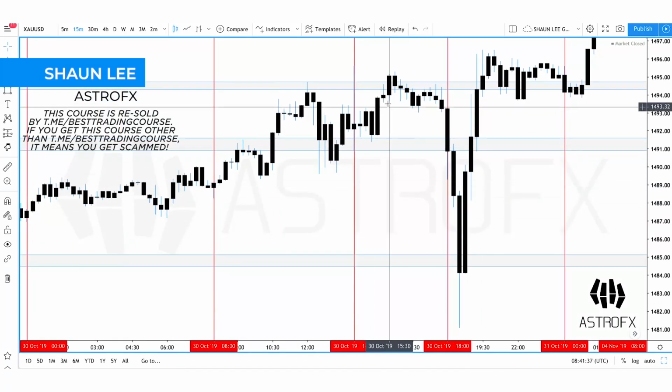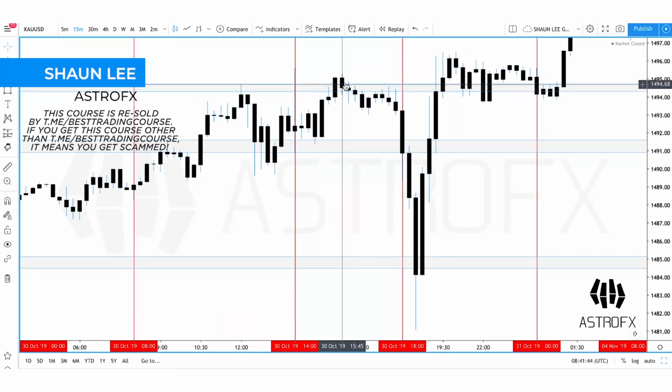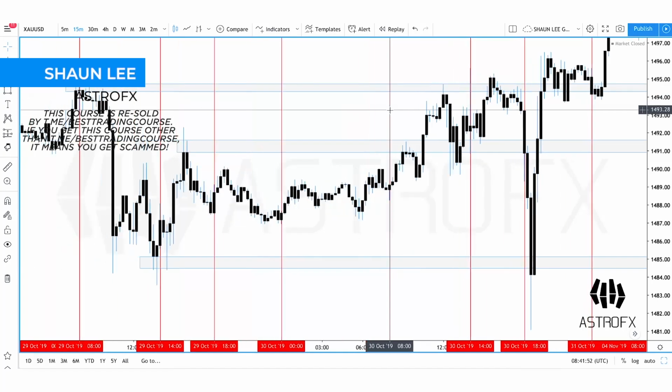We can see price boost into 1495, which is a psychological level, but then looking carefully, once price was back below, as you can see here, here, and price remained below that area with the spikes going into the high.